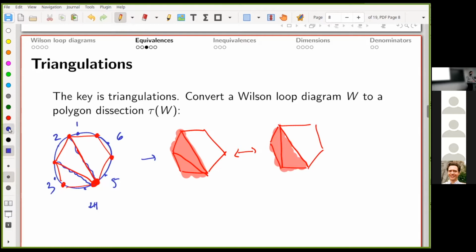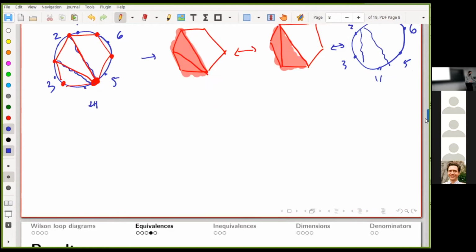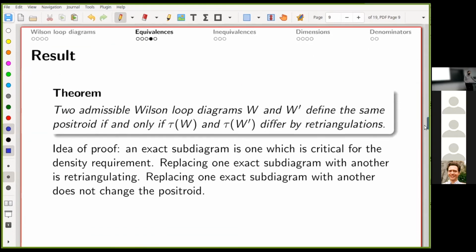And then if you convert that back into the Wilson diagram, what do we see? Well, we see exactly the other one we had that was equivalent. And in fact, that's the theorem. So diagrams are equivalent if and only if they're retriangulations of the triangulated section. There it is written down, but it's exactly what I just said.